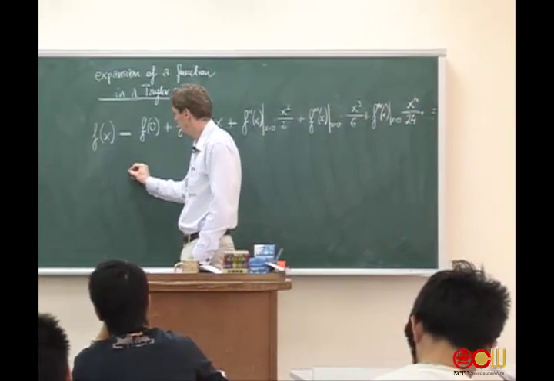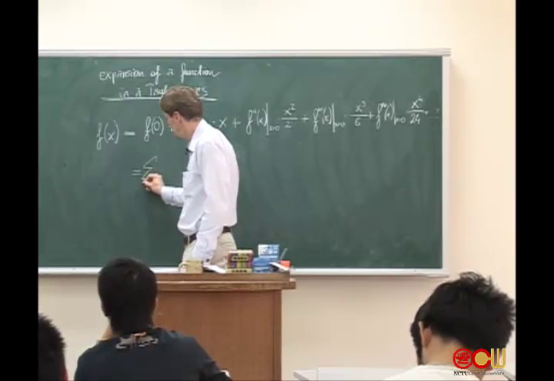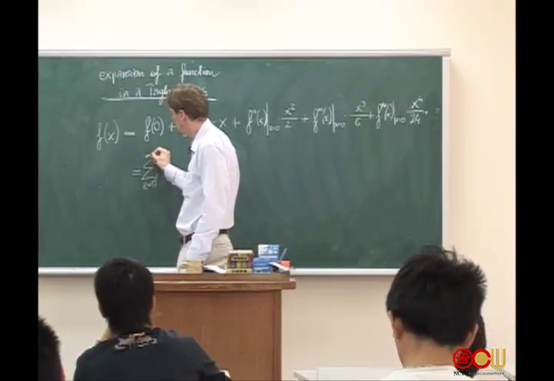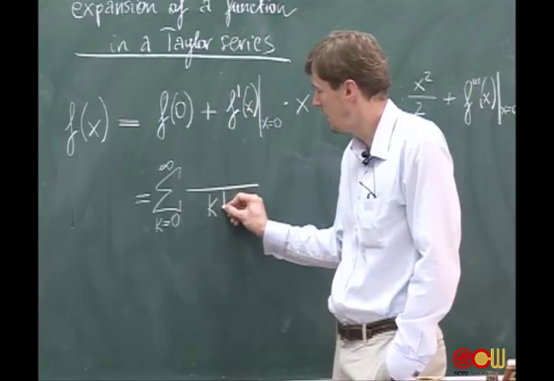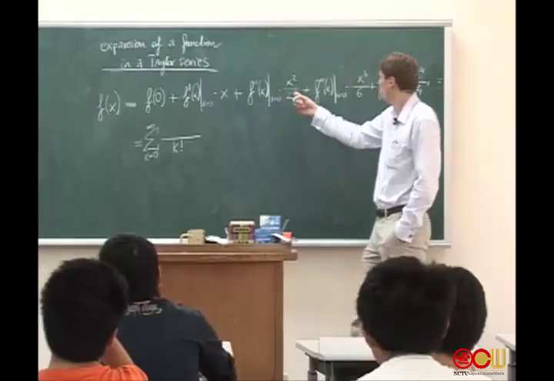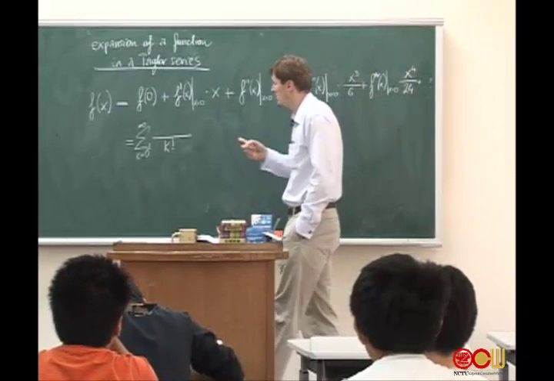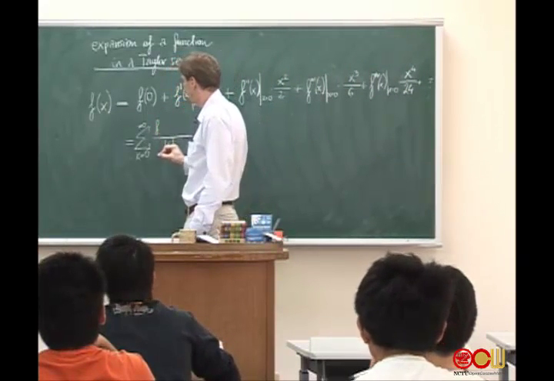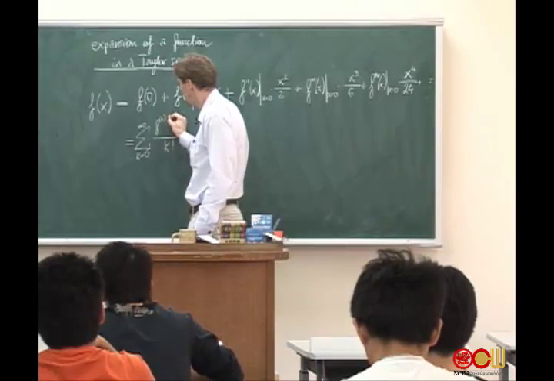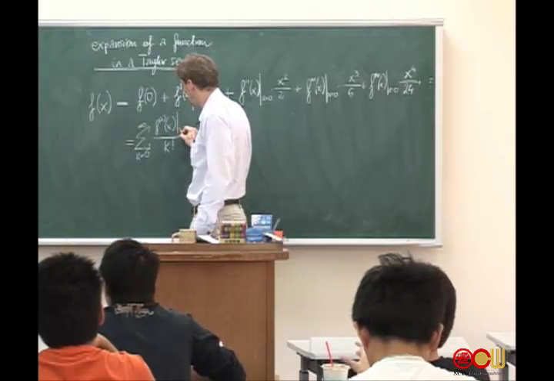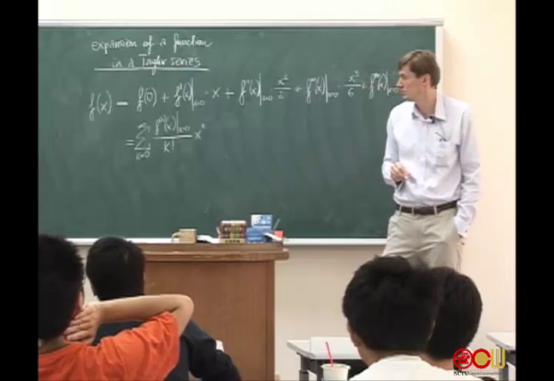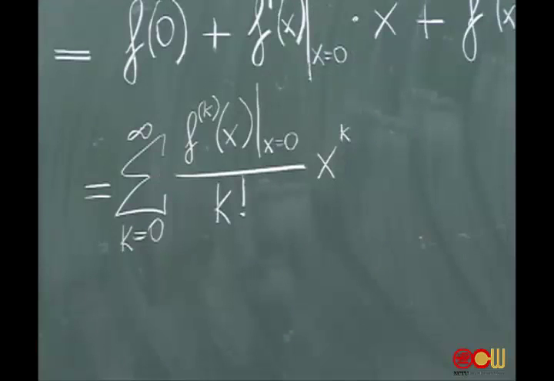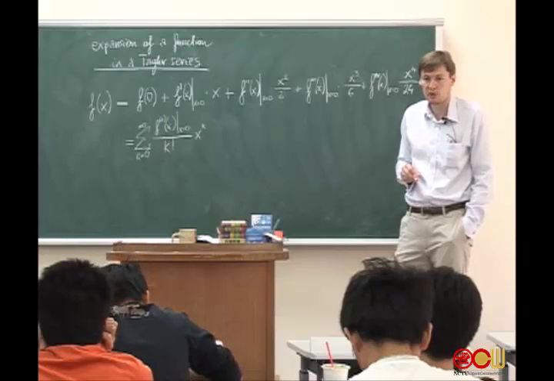Now you can write it very shortly, saying that this is an infinite series where the summation starts from 0 and goes to infinity. In the denominator, there would be k factorial. As you see, 1, 2, 6, 24, this is the factorial. And in the numerator, we will have the k-th derivative of a given function calculated at the point x equals 0. And everything is multiplied by x to the power k.